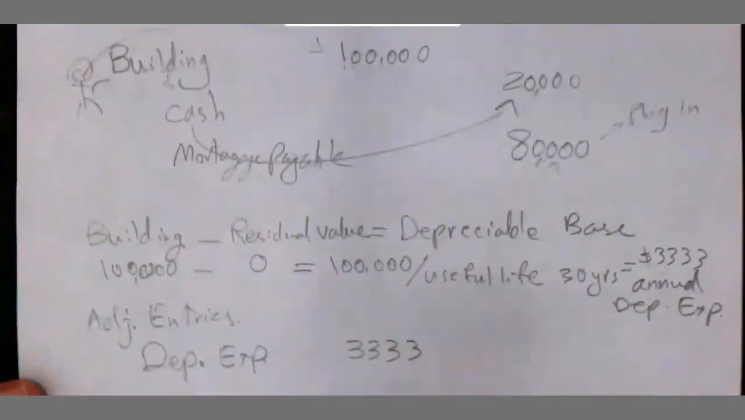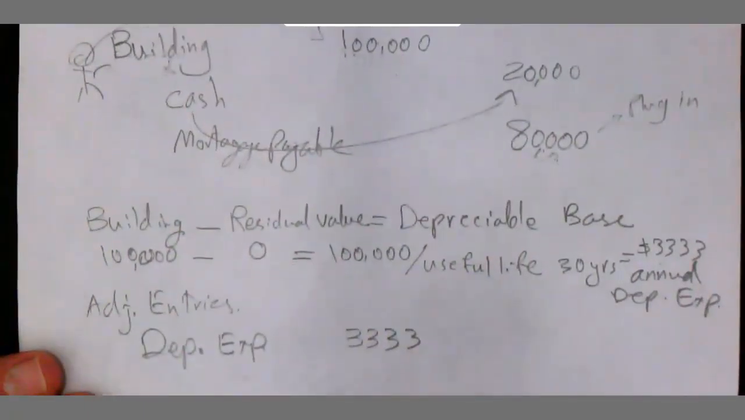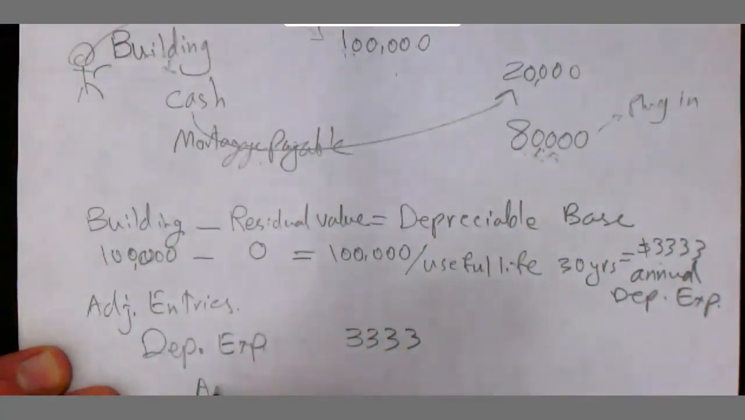So GAAP says create a contra account, an opposite account, opposite of building. So we call it accumulated.